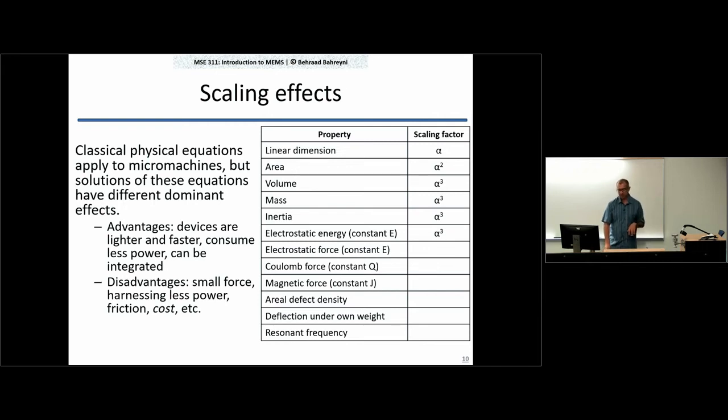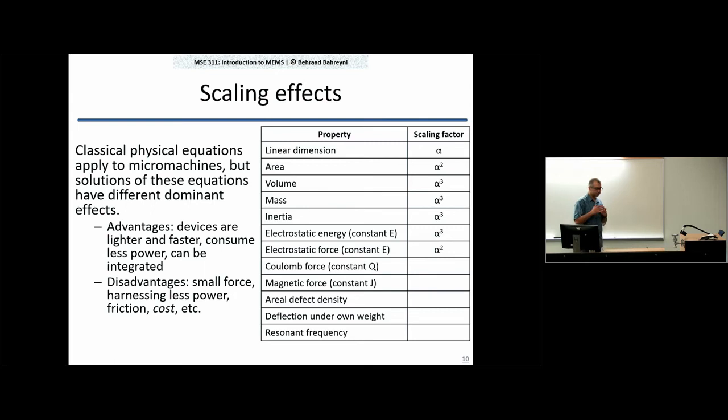Electrostatic energy goes down with a factor of alpha cubed. Now, this energy is the energy that you store between two electrodes. If you keep the electric field constant and shrink the dimensions, it means that you have to reduce the voltage. So the electrostatic energy will be proportional to the volume between the two electrodes, and it is going down with alpha cubed. However, if you look at electrostatic force, it goes down by a factor of alpha squared.